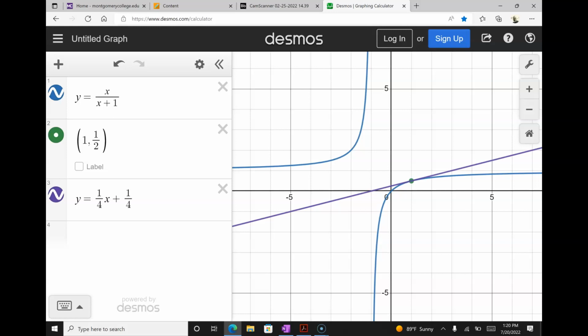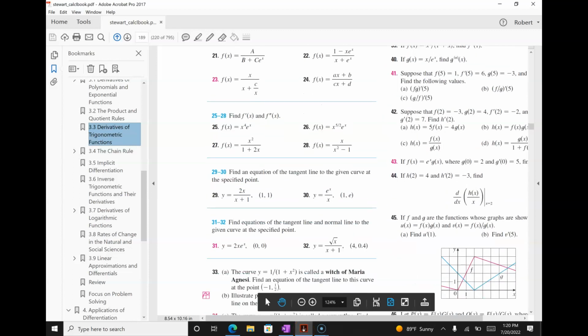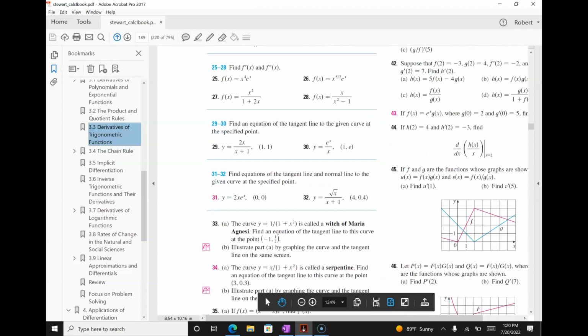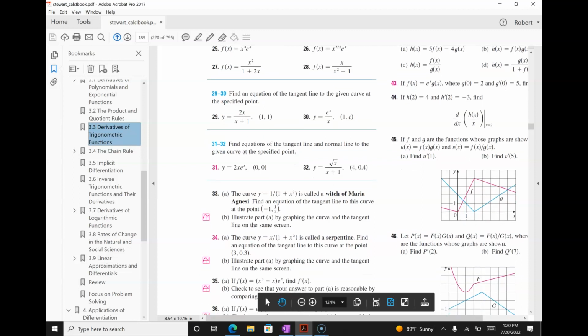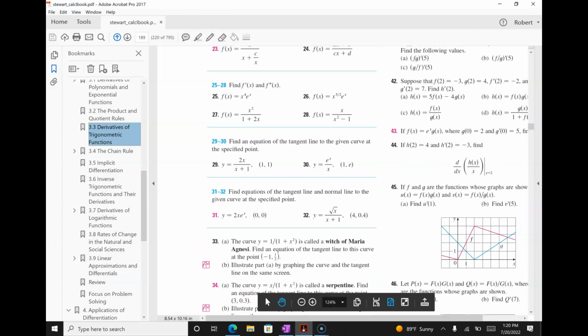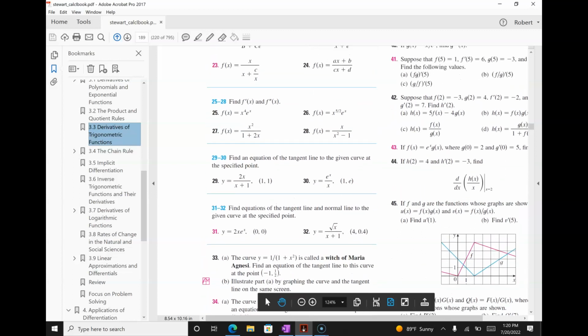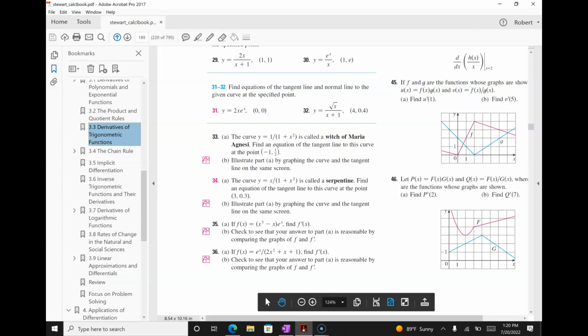So product rule, quotient rule, right? Do lots of them. I like all of the problems from 1 to probably 45. 3.2. Yeah, it's 3.3. I click on 3.3 and then go backward to get to the questions on 3.2.